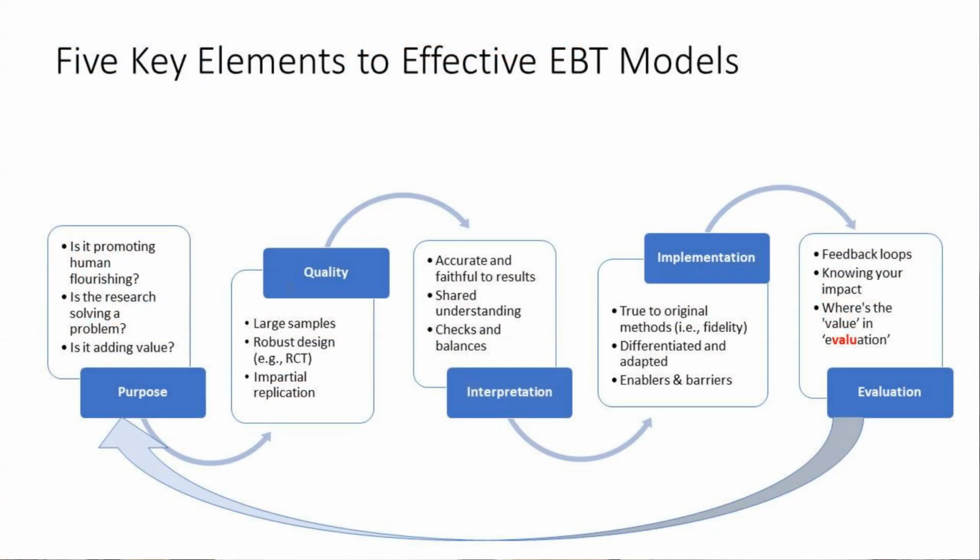I've got 5 of them, and I've put together a nice visual diagram to walk us through those 5 key characteristics of successful implementation models that will help us get evidence from the research labs into the classroom. The first thing we've got to do is start with why. That is the purpose of the research in the first place, and the purpose of why you're looking to the evidence to inform your next steps in your teaching and learning. One of the questions that I encourage you to ask is, is this evidence helping to promote human flourishing? Is the research solving a problem that exists, or is it adding value?